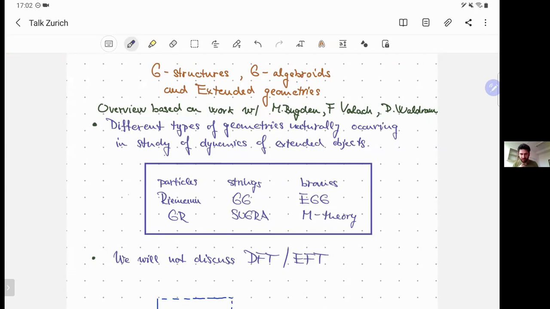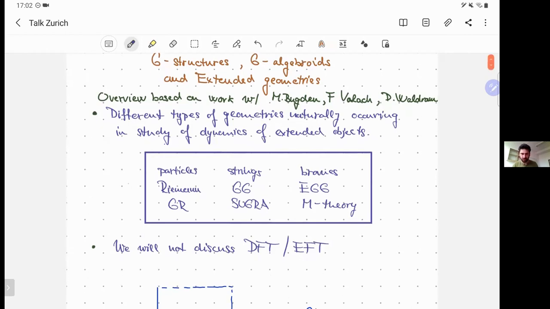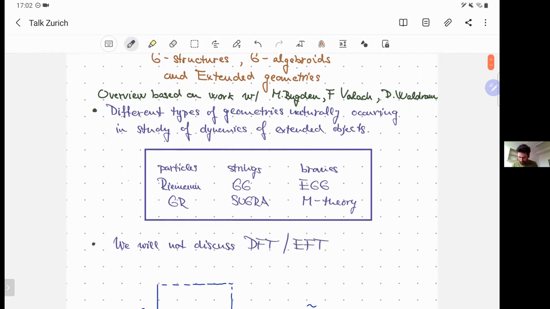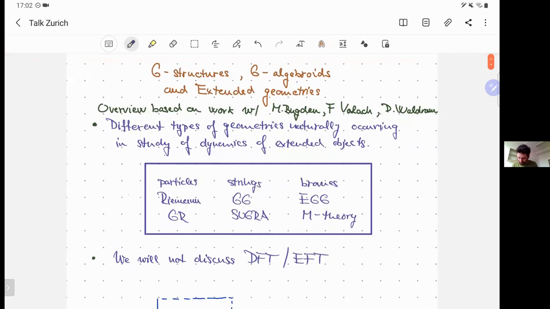So I took this to be an overview of extended geometries, which I'm going to talk about in a bit. But parts of it are based on work with Friedrich and Mark Bakden, who's also here maybe, and Dan Waldrum. So if you find these things interesting, you might look at our paper later on or chat with one of us. So with that said, I'll start.